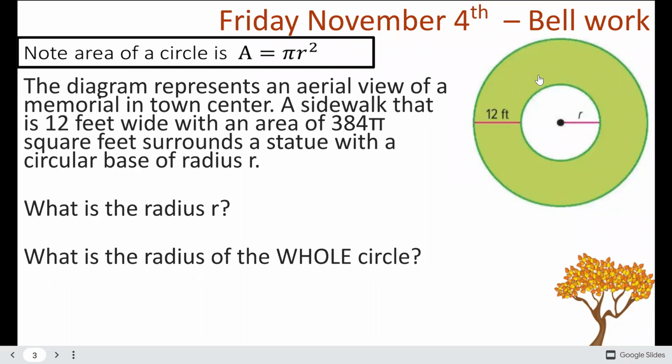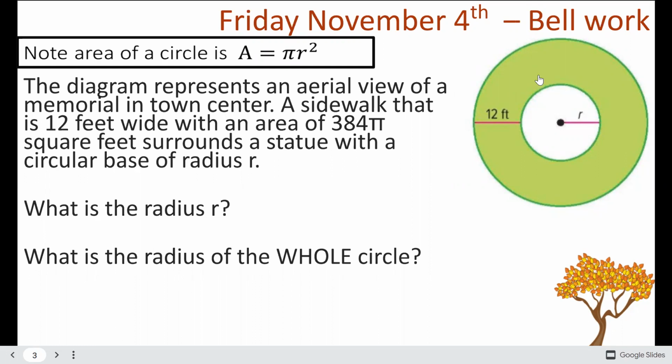Let's go through the bell work. So first thing I want to know is, do we know from just the information that they gave us right there, can you tell me what the value for R is? No. It's not necessarily drawn to scale.